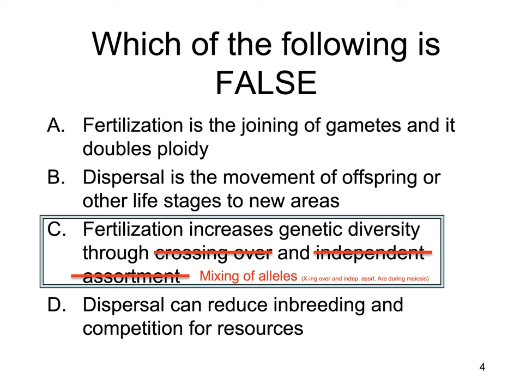They go hand in hand. You can't have fertilization without meiosis. You can't have meiosis without fertilization, but fertilization itself increases genetic diversity by mixing alleles from an egg and a sperm that are potentially from different individuals, or at least have different combinations of alleles because they were produced from different meiosis events. And so the idea here is that fertilization increases genetic diversity by mixing of alleles, not through crossing over and independent assortment, which happen independently in meiosis. The rest of those statements are all true.